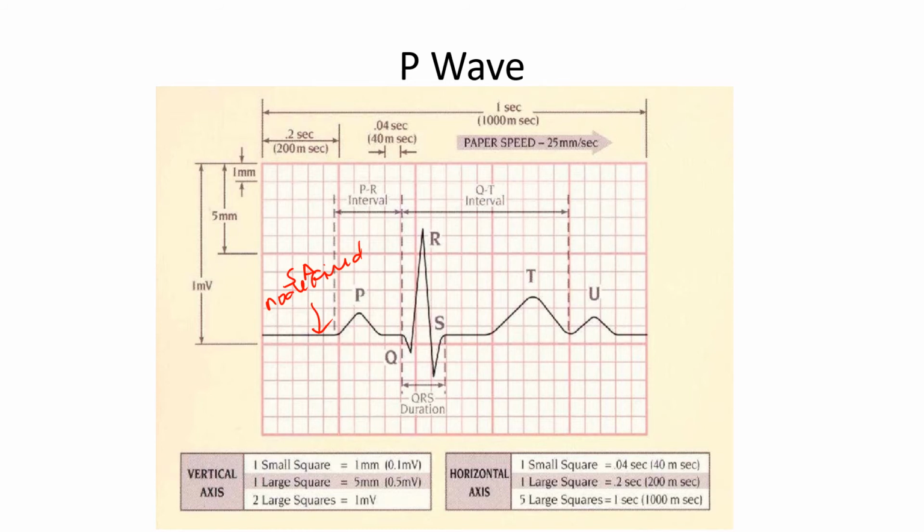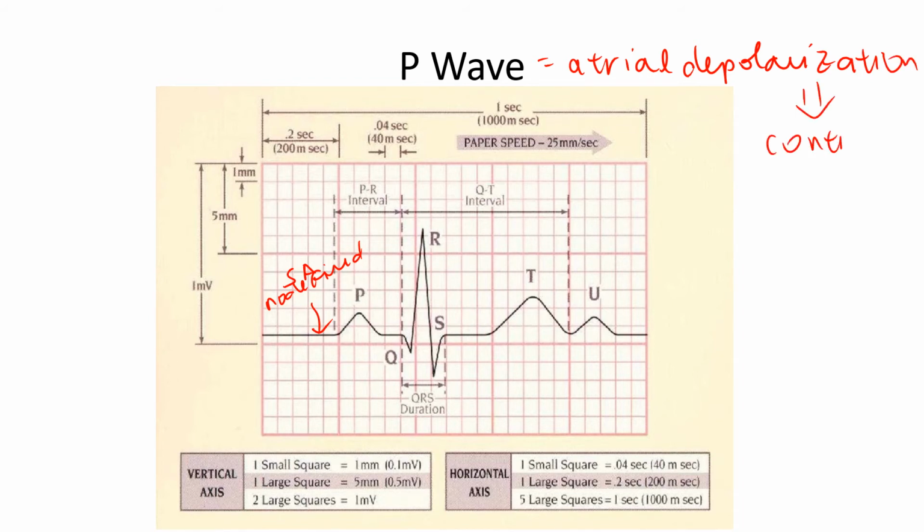Okay, so the P wave is equal to atrial depolarization. And what does that mean is getting ready to happen? They're getting ready to contract. Okay, so let me reemphasize this point. There are no waves here for contractions. The only waves that are showing up are those for depolarizations and repolarizations.